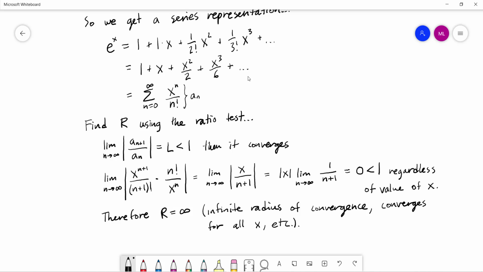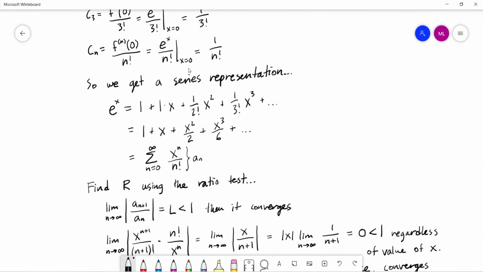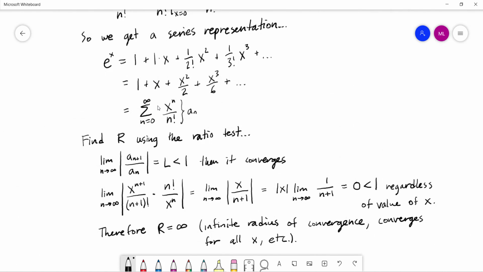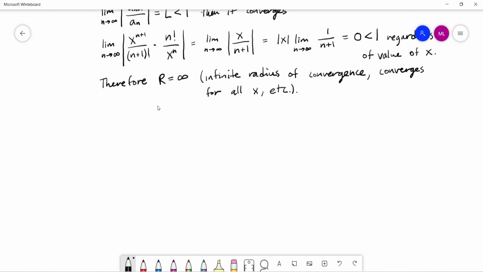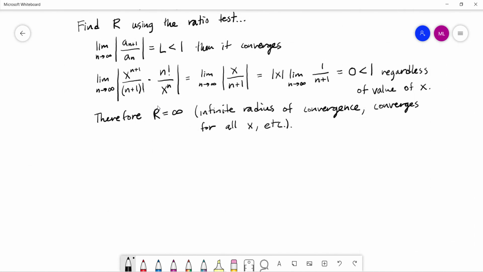Okay, so this is our Taylor series representation for e to the x. Let's look at a couple of other ones. And let's talk about what I just said here, actually, before we look at a couple of other ones, because there's going to be a bunch. But let's talk about one other thing.